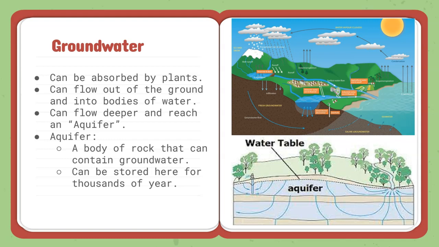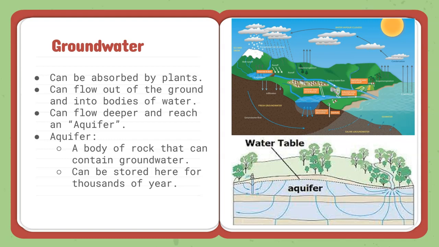Continuing on with groundwater. Groundwater can go through many different paths. It can be absorbed by plants. It can flow out of the ground and into bodies of water like oceans or lakes or ponds. It can also seep deeper into the earth. And if it gets to a certain depth, it can actually reach rock. And if the rock is porous, it's able to absorb that water in what is called an aquifer.